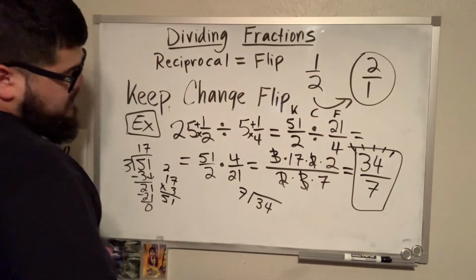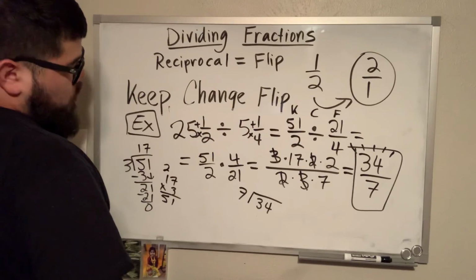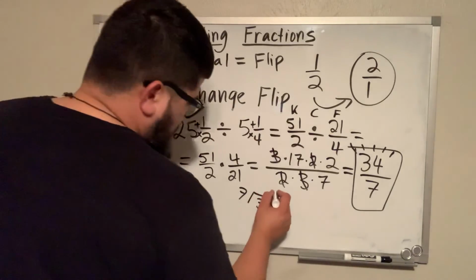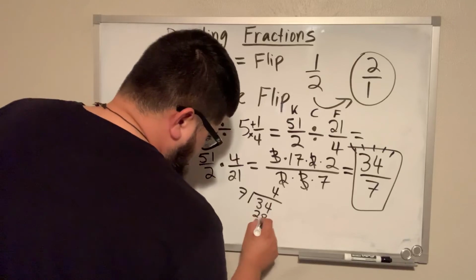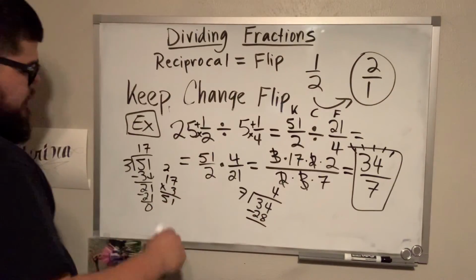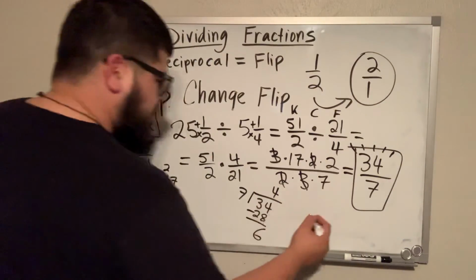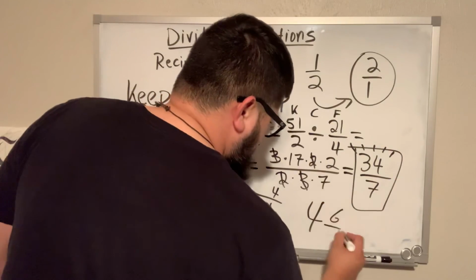7 times 4 is 28. 7 times 5, 35. That's too much. So 7 times 4, we get 28. 34 minus 28, we get 6. So we end up with 4 and 6 over 7.